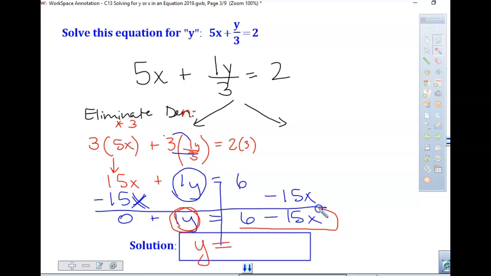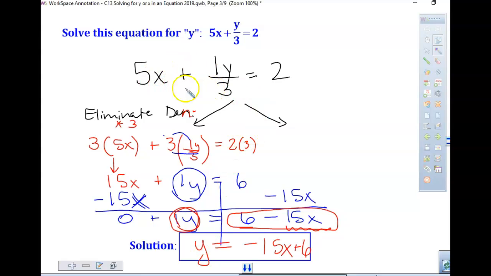6 minus 15x. But I want to put the x term first. So instead of putting 6, I'm going to put what first? Negative 15x. Does that make sense? And then plus what? Plus 6. Okay.